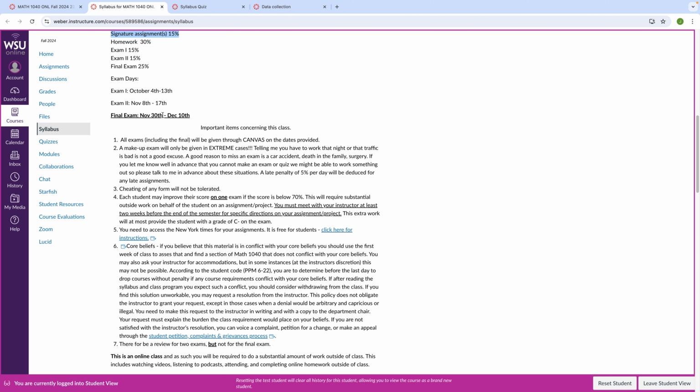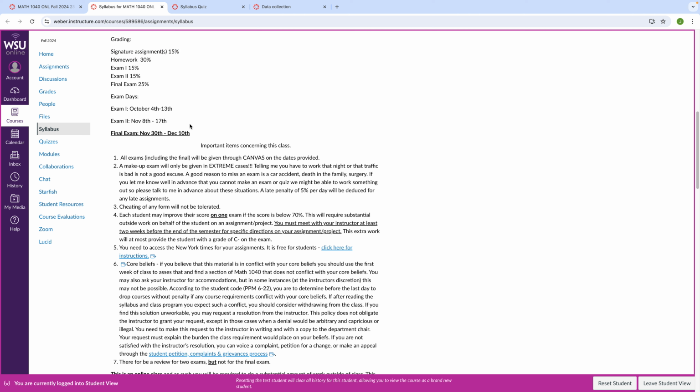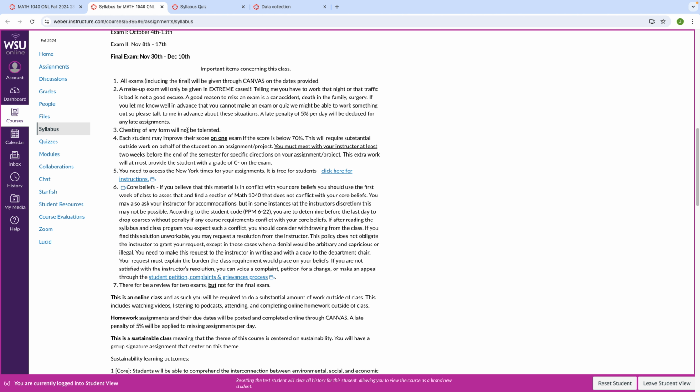You have your exams take place during these dates, and notice there's a wide range. As you know, this is an online class, and you all are busy and have work schedules and families, so there is a range of dates that you can take it. Take it whenever's best for you during those periods of time. Okay, all your exams will be through Canvas. Okay, please don't cheat in this course.